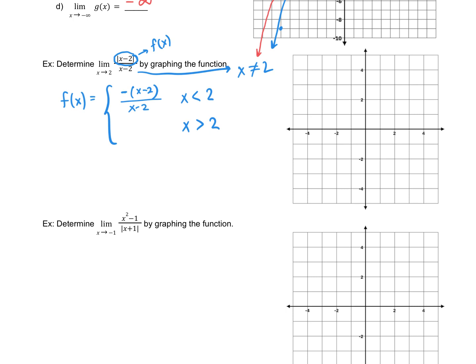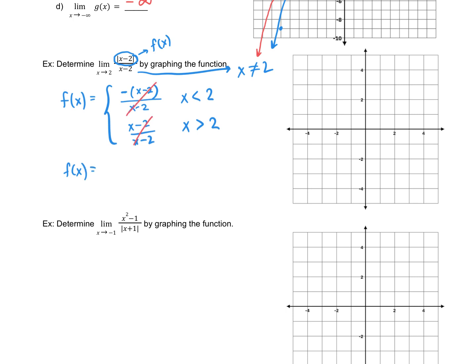That's a positive number. When x is greater than 2, those absolute value signs are useless, so I'm just going to take them off. And here is our piecewise function to represent this. Now let's clean it up because things can cancel out nicely.